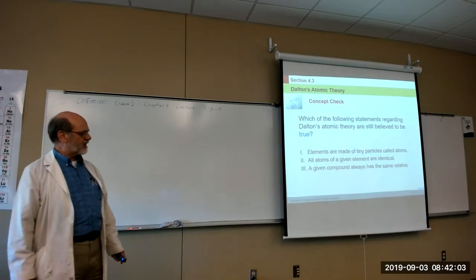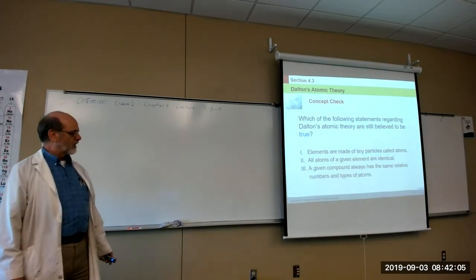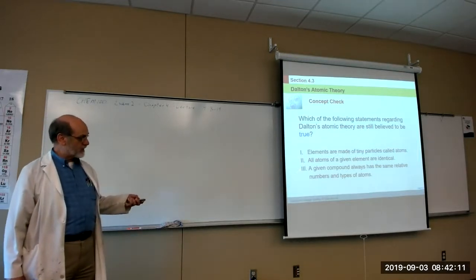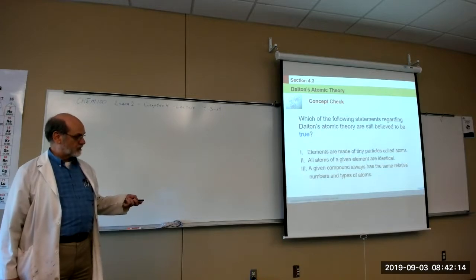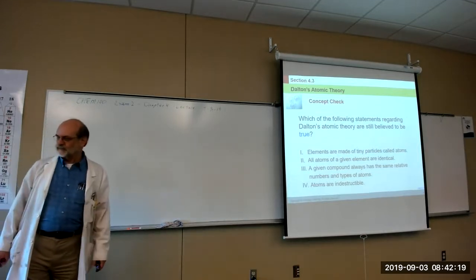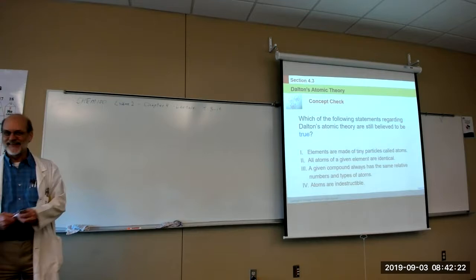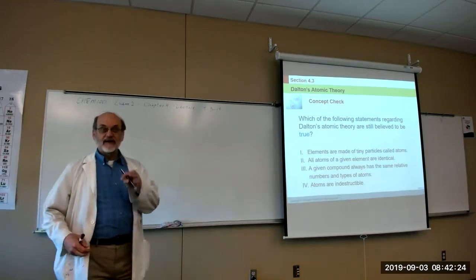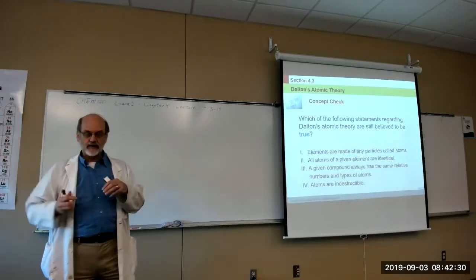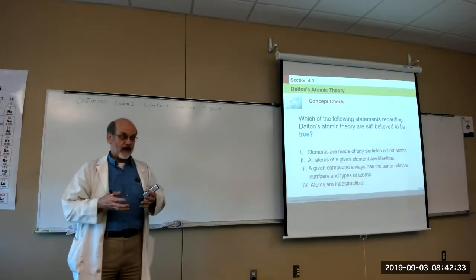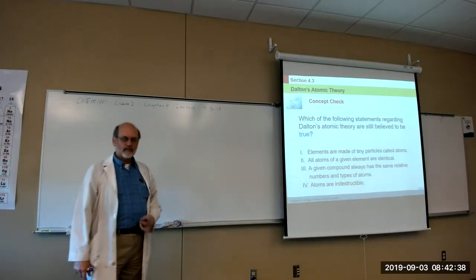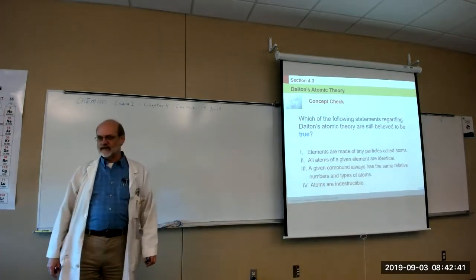A given compound always has the same relative numbers and types of atoms. That's true. So 1 and 3 are still true, 2 is not true. And atoms are indestructible. That's not true either. Now, in a chemical reaction, that's true. You don't create or destroy matter. You don't change the elements in a chemical reaction, but the atoms are not indestructible. All you have to do is put them in a nuclear reactor and see what happens to them.